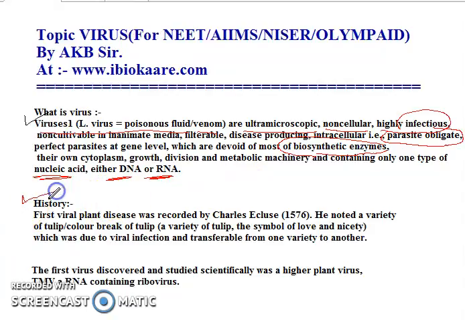Let us study about its history. First, a plant virus was recorded by the scientist Charles Eccles. Charles Eccles was the first scientist to discover a plant virus, from color break tulip plants. The color break tulip is called a symbol of love and nicety, but actually it is a viral infection. And it was proved that it is transferable from one variety to another variety.